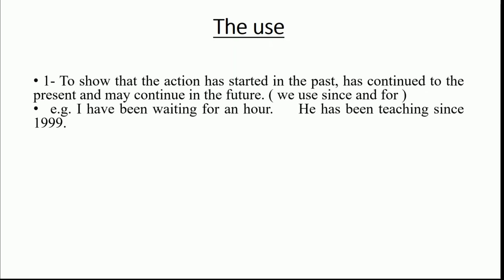The use of the present perfect is to show that the action has started in the past, has continued to the present, and may continue in the future. We use since and for. Since for a particular time, a point in time. For, a period or duration of time.